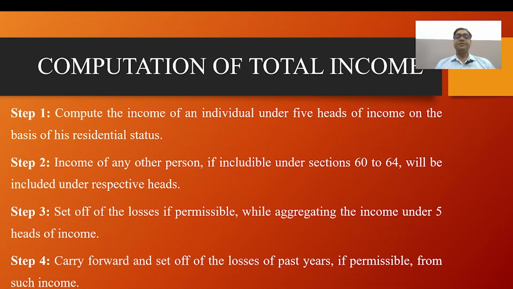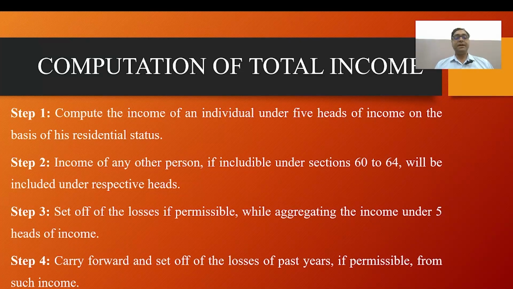Now I am just giving three terms for residential status. One is resident, number two is resident but not ordinarily resident, and number three is not resident, and last is NRI, non-resident of India. Step 2 is income of any other person, if included under sections 60 to 64, will be included under the respective heads. It may be income from salary and related heads.